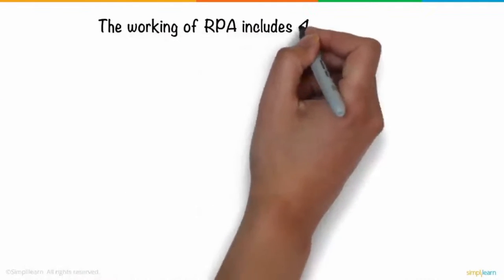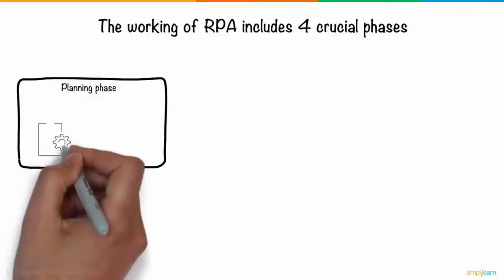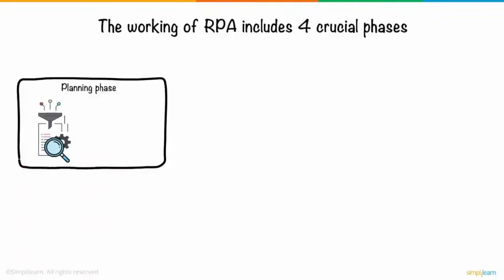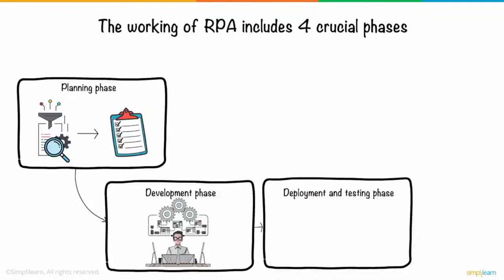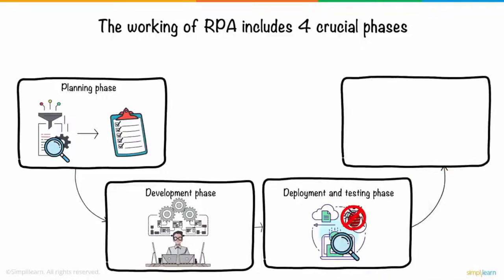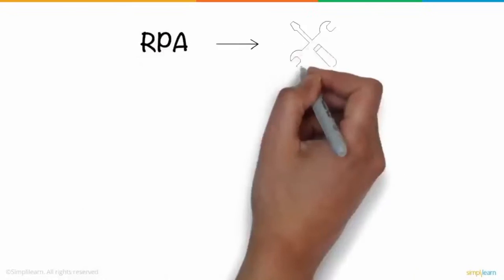The working of RPA includes four crucial phases. 1. The planning phase typically involves gathering the processes to be automated, identifying the test objects, and finalizing the implementation approach. 2. The development phase includes the creation of automation workflows as per the agreed plan. 3. Deployment and testing is a vital phase, since it uncovers any unexpected outages and ensures a bug-free product. 4. Lastly, there's the support and maintenance phase, which ensures that the product is continuously updated with smooth deployment across the user base.